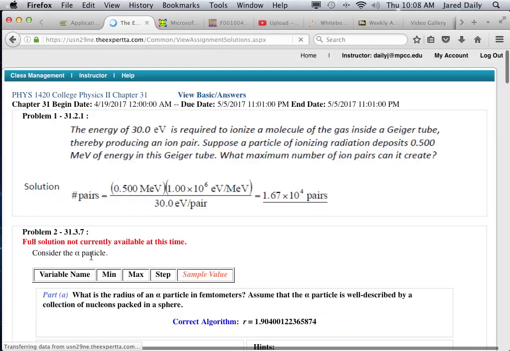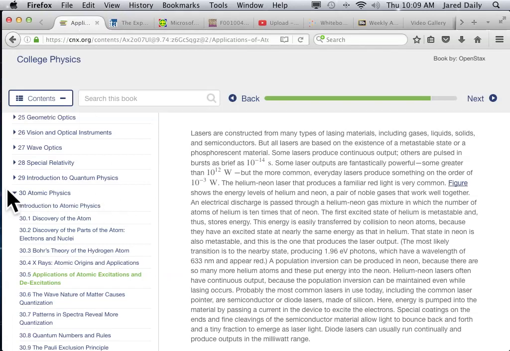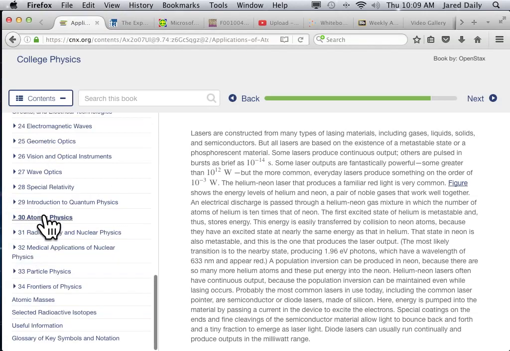In problem 6, that one was, the activity of carbon-14 in 1 gram of carbon-12 found in living tissue is 0.250 becquerels. So the activity of carbon-14, it's 0.250 becquerels. So we have to go back to our book for this one, to get the numbers out of the book.